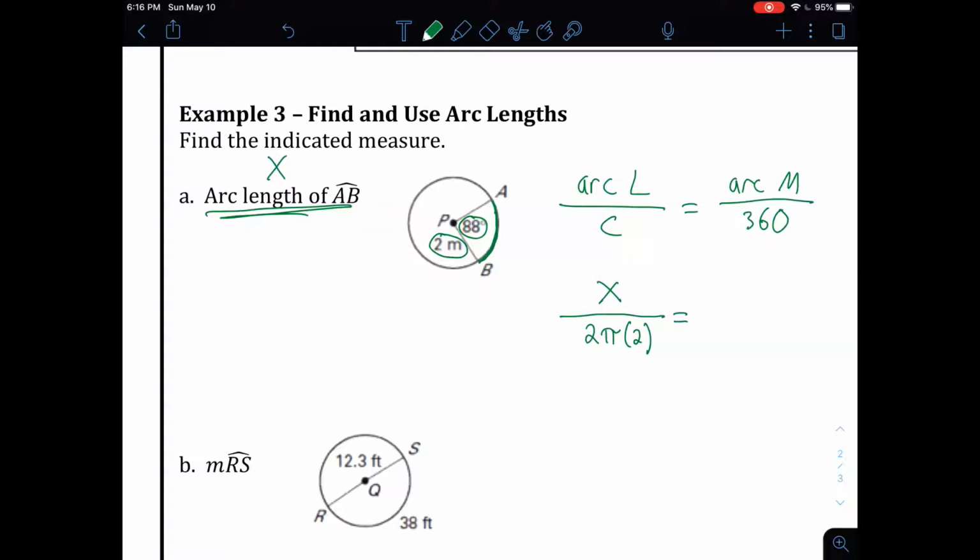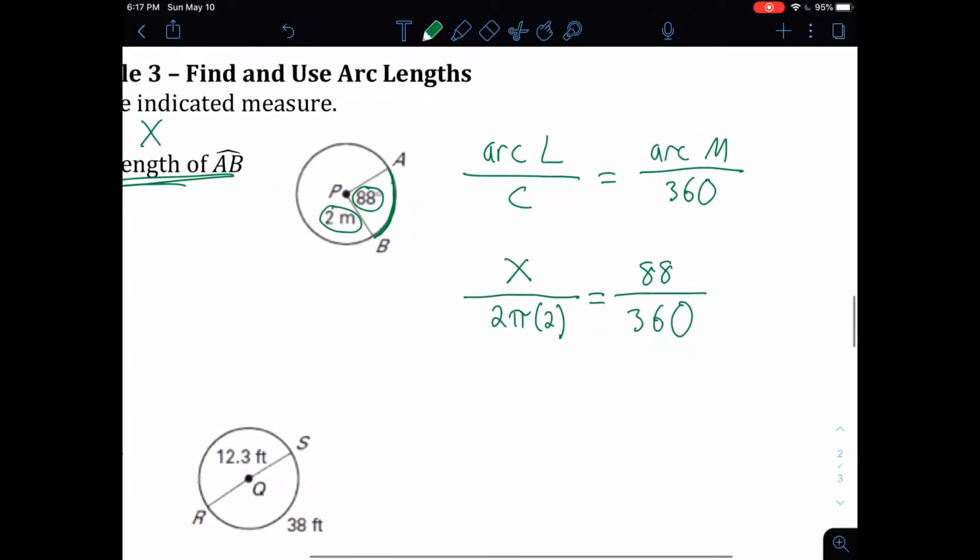Now we know the arc measure, which is the degrees. It's 88 over, it's always over 360. Okay, so all we gotta do is find the matching parts of the circle. By solving this proportion by cross multiplying, it will solve how long that arc is given the other information. So we're gonna cross multiply, we're gonna get 360x equals, that's gonna be approximately 1105.84.